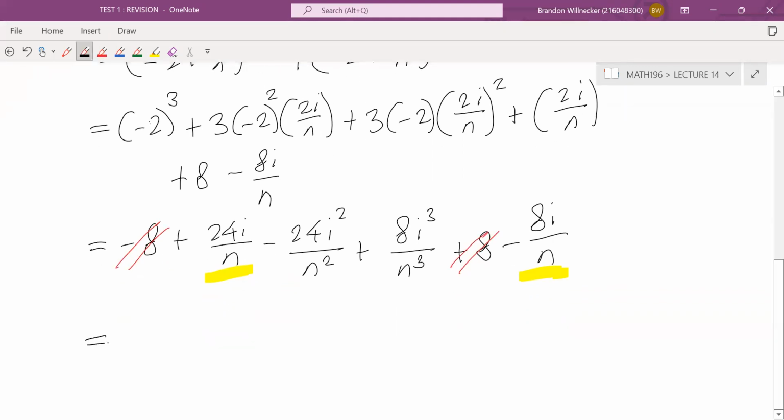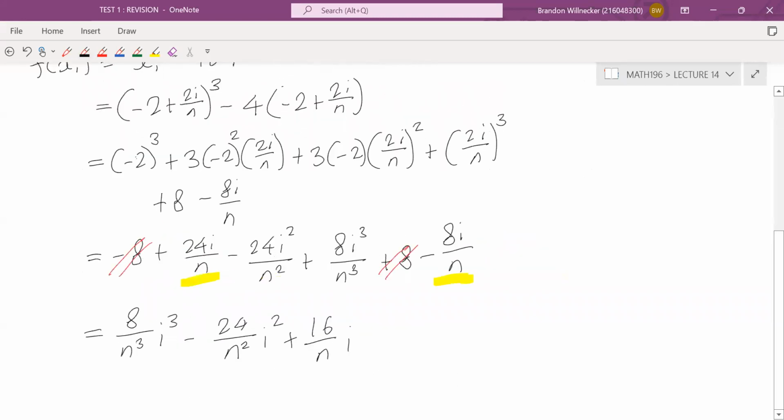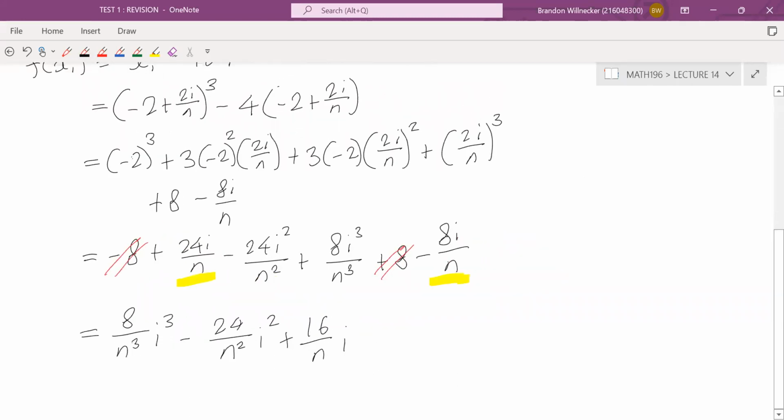Now this becomes, let's put the i cubed first: 8 over n cubed times i cubed, minus 24 over n squared times i squared, and then plus 24 minus 8, so plus 16 over n times i. We've got our function nicely written out, and that's going to help us a lot.